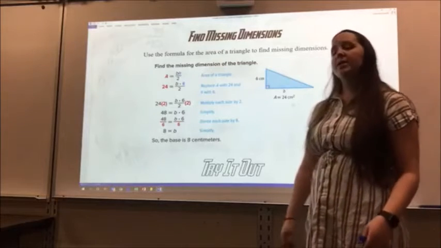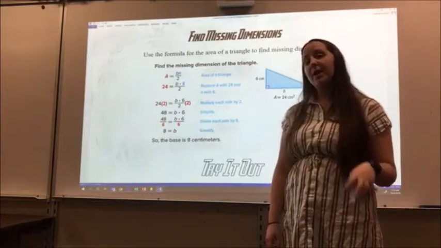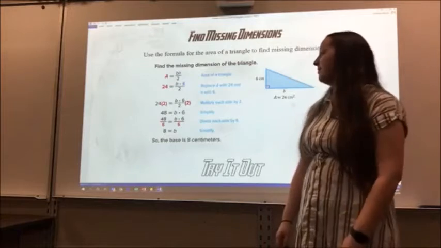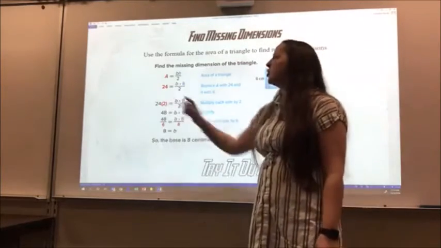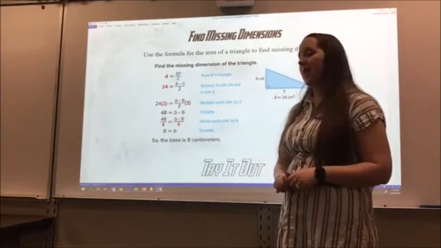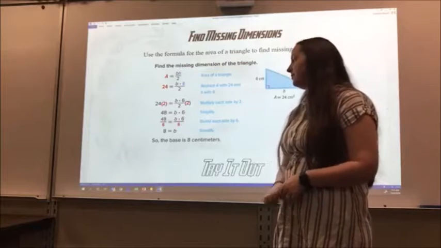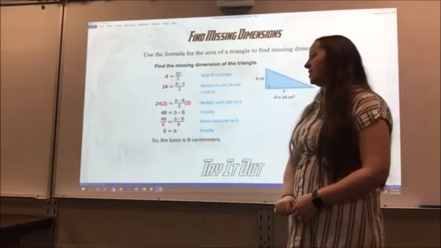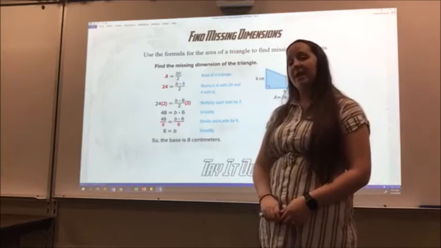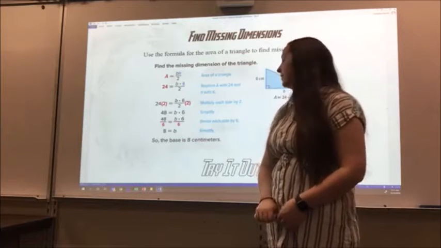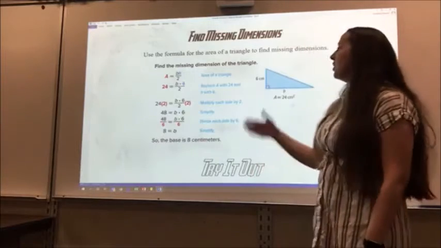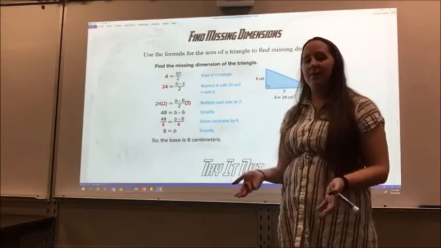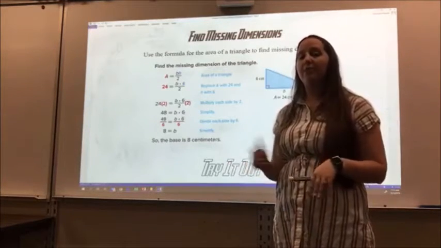So I first need to multiply both sides by 2 to get rid of the divide by, because that's the opposite. So 24 times 2 is 48. And then I divide that answer by 6. So 48 divided by 6 gives me 8. So the base is 8 centimeters. So you want to multiply by 2 first and then divide by whatever you have, either your base or your height.